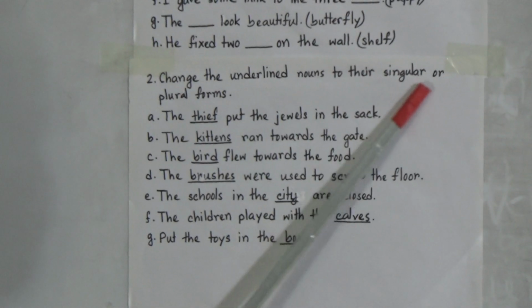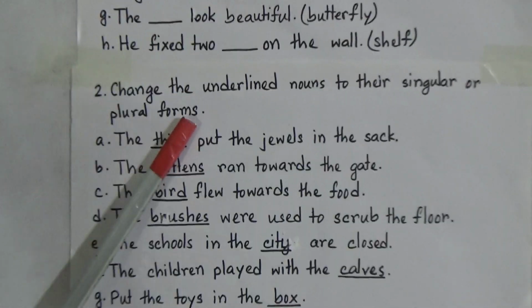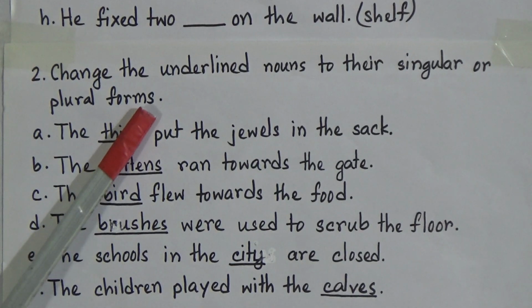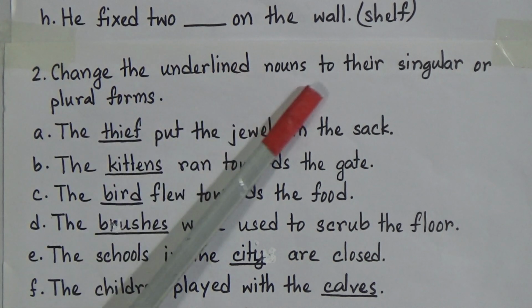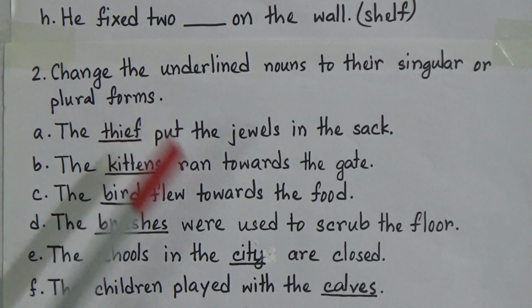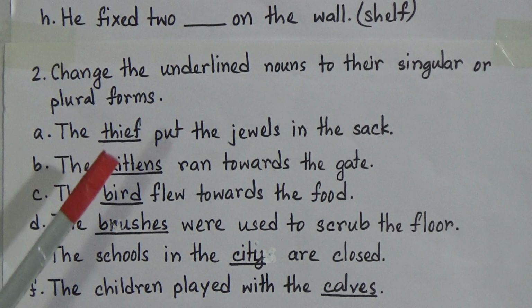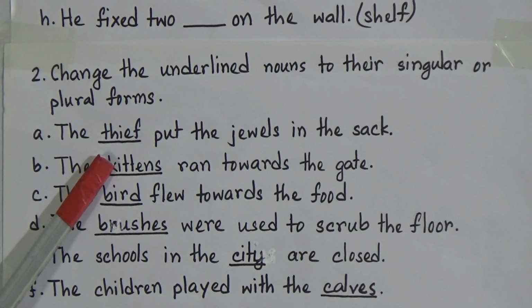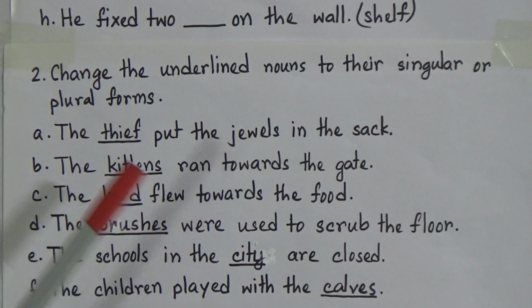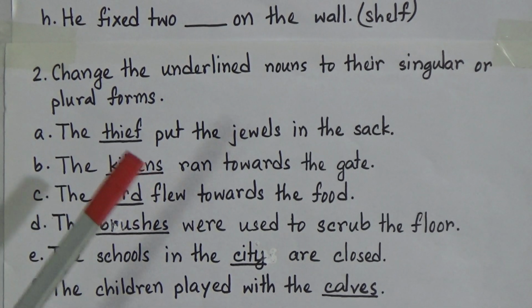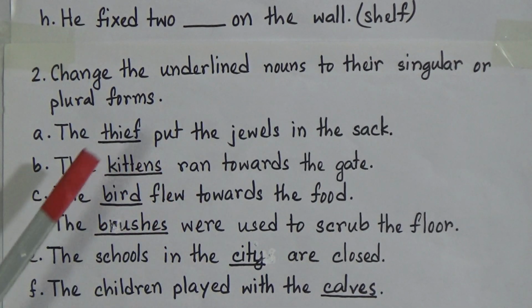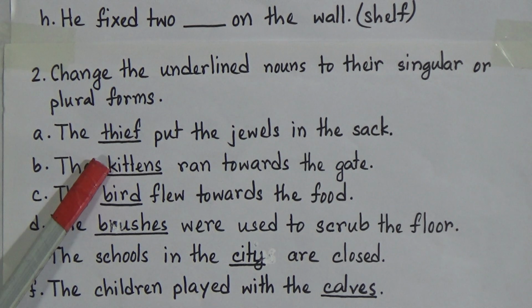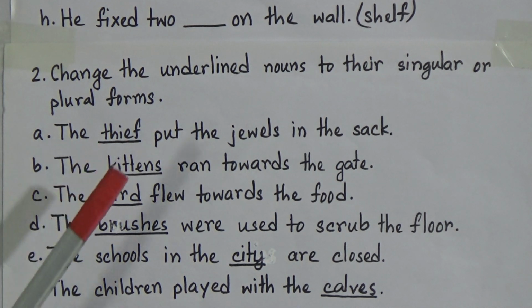Question number 2. Change the underlined nouns to their singular or plural forms. In your book it is exercise number 5 from lesson 2. Change the underlined nouns to their singular or plural forms. So there are some underlined nouns, either they are singular or plural. Now we will change them. If the noun is given in singular form, we will change it to plural form, and if the noun is given in plural form, we will change it to singular form.